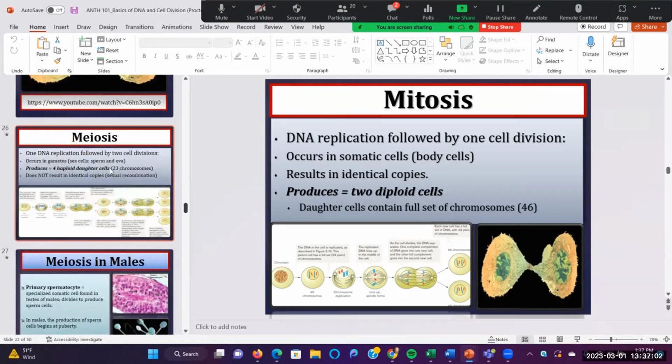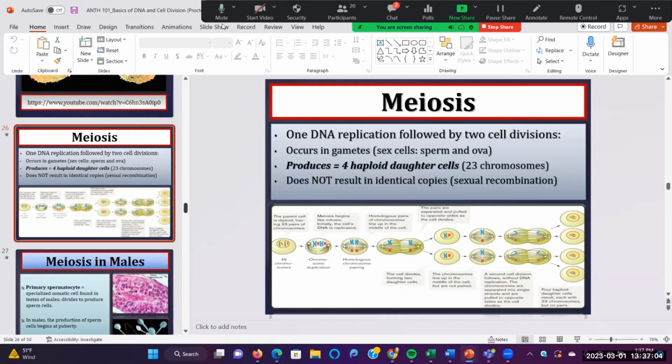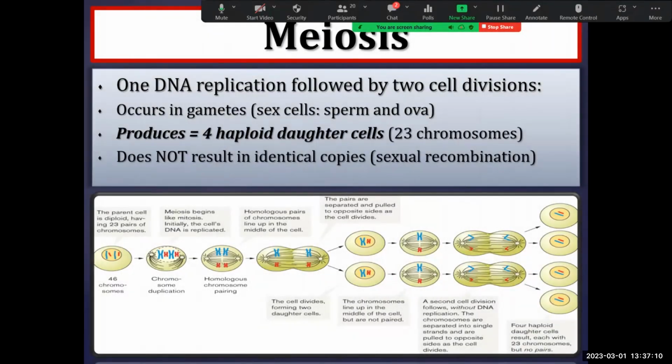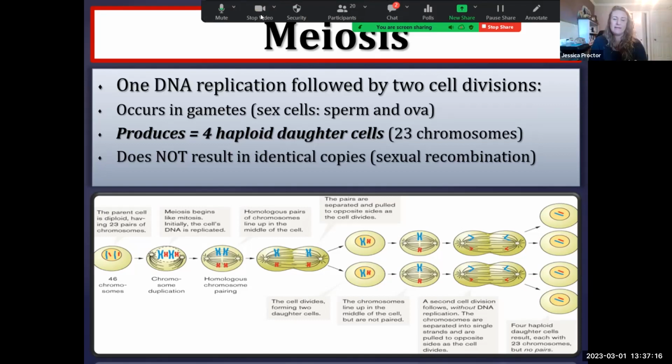46. Excellent. So every single cell that's produced by mitosis is going to be identical to the original cell, and it will have its own set of 46 chromosomes. So, the production of identical diploid daughter cells.